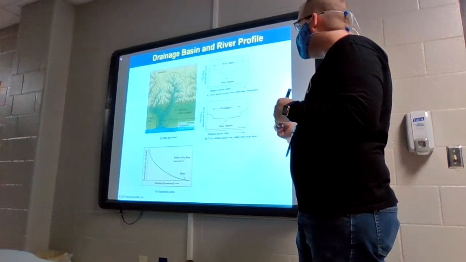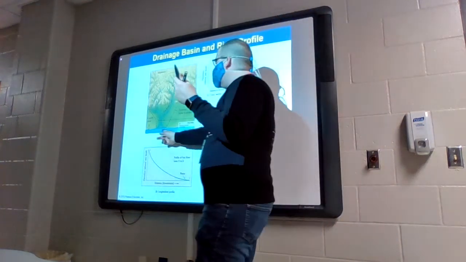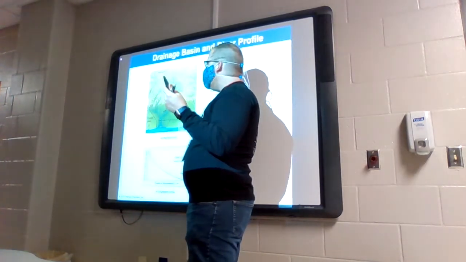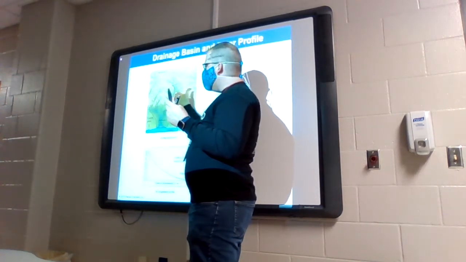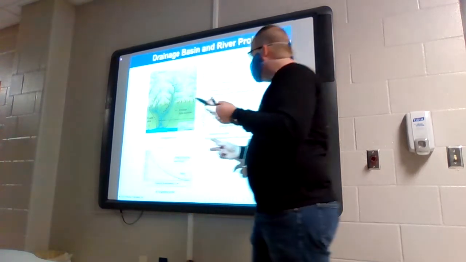This is just illustrating all the stuff they just went over. Here is your drainage basin. So anywhere inside this dotted line, if water falls, it's going to flow into the Fox River, and it's going to come out of the ocean right here at Site B.